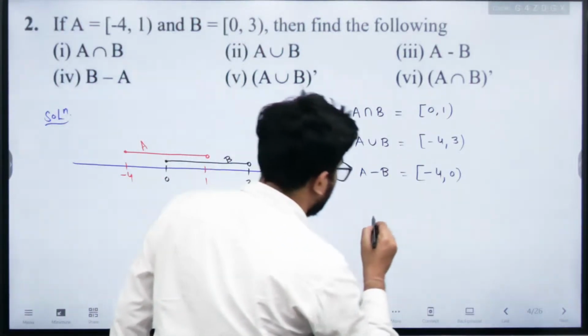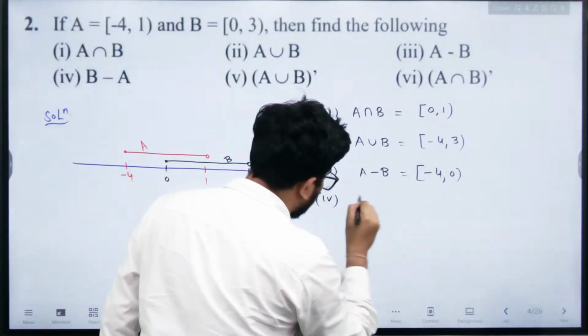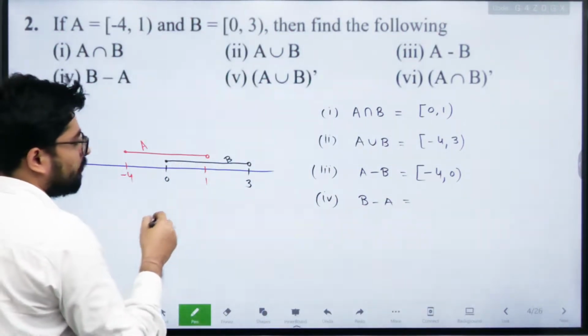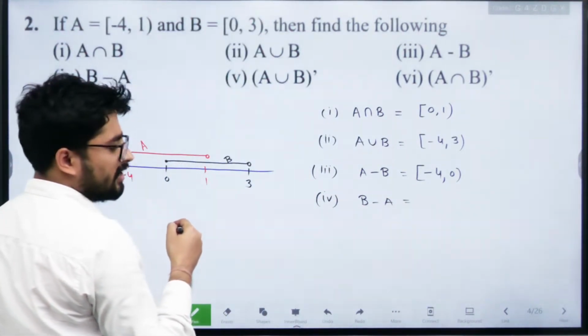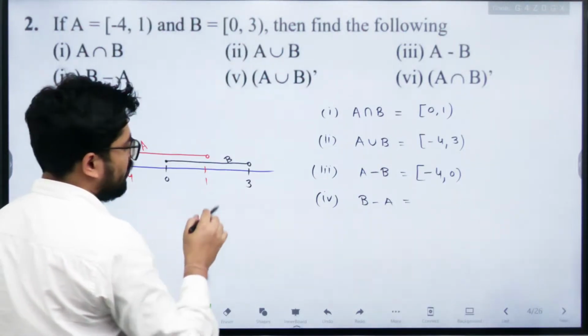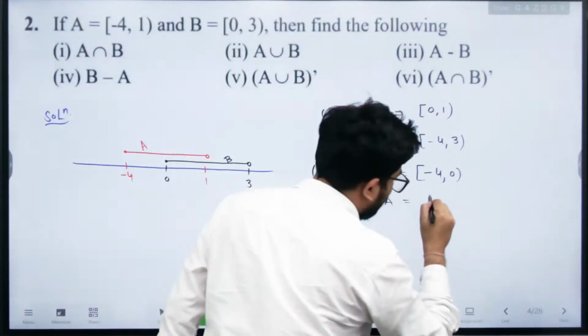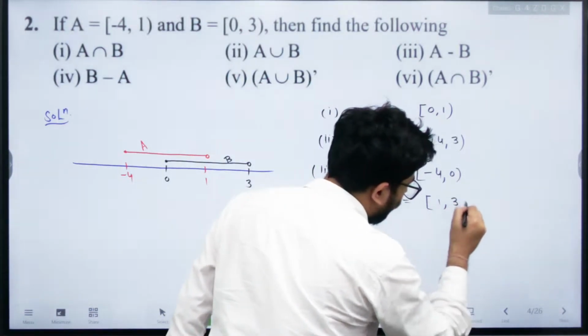Next is B minus A. Fourth is B minus A. So B minus A is what? B which is not in A. Yes, collection of all the elements which are in B but not in A. So that is 1 closed to 3 open.